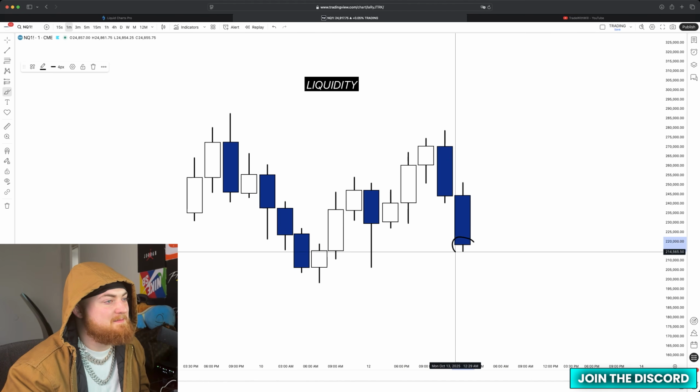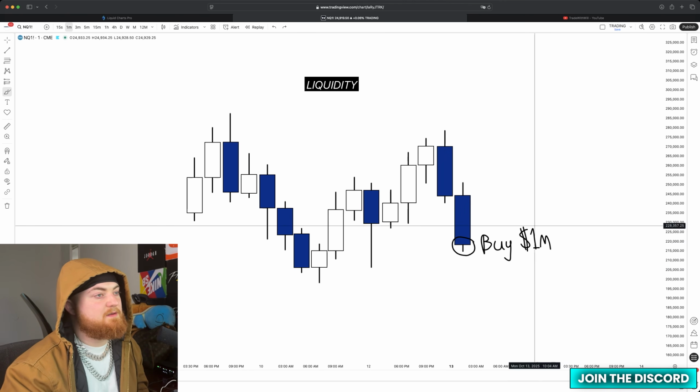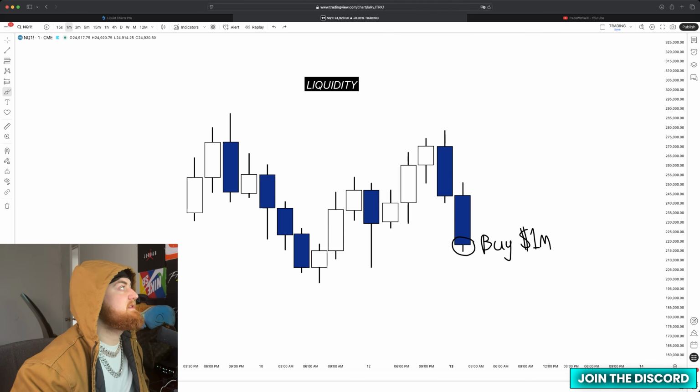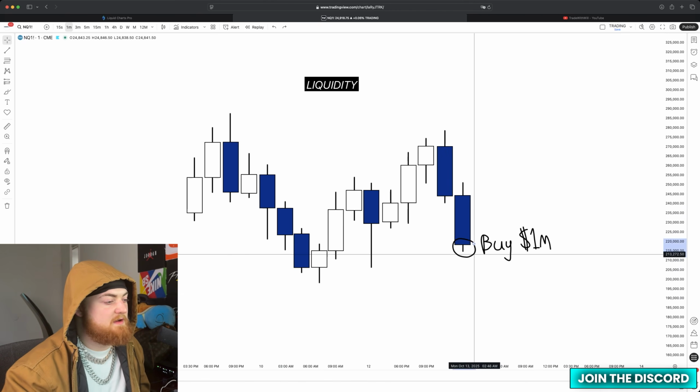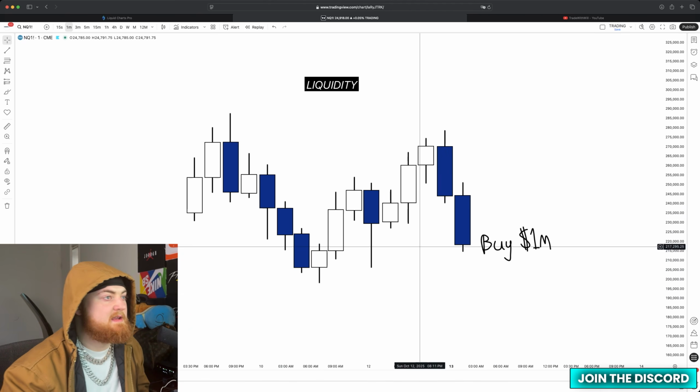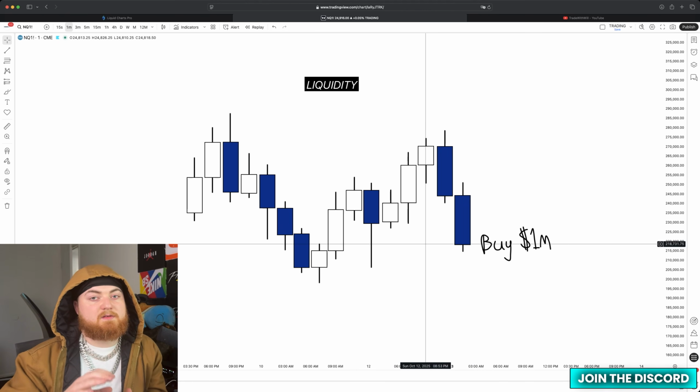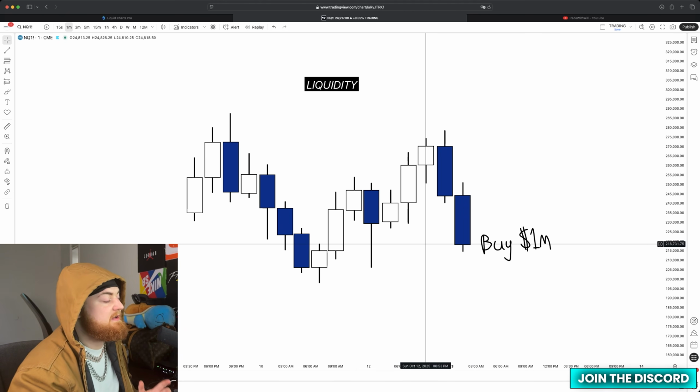And this is the current market price right here, okay? So let's say that I would like to buy $1 million of this market at the current price, right? I want to buy it at the current price. And ideally, I'm filled with everything at the current price.